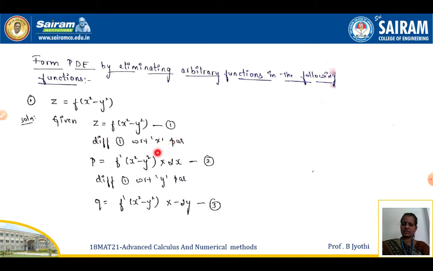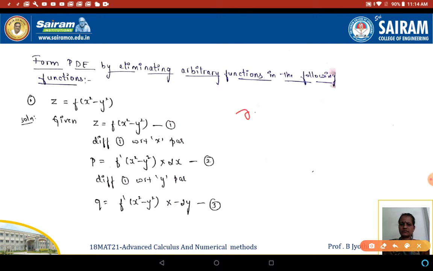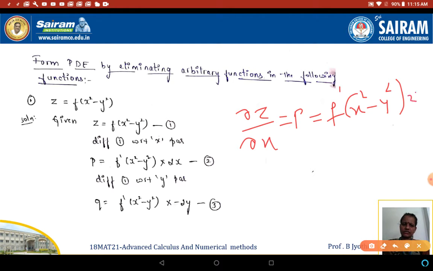Differentiate 1 with respect to x partially. So we will be getting dou z by dou x, which is equal to p. When we differentiate this with respect to x, that is given by f dash of x square minus y square, multiplied with 2x, because we have an x square term, which when differentiated will be 2x, and y square when differentiated will be 0. So we are getting f dash of x square minus y square into 2x.